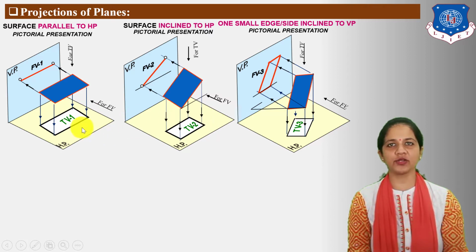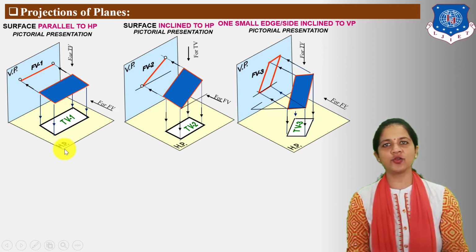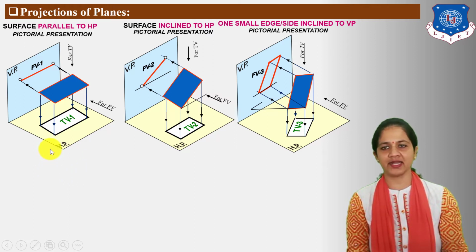Here this is the pictorial or 3D presentation of the first, second and third case, but in the exam we need to draw orthographic or 2D projection with reference to XY. For that we need to rotate the horizontal plane with reference to XY in clockwise direction up to a 90-degree angle. So first let us understand orthographic drawing of the first case.